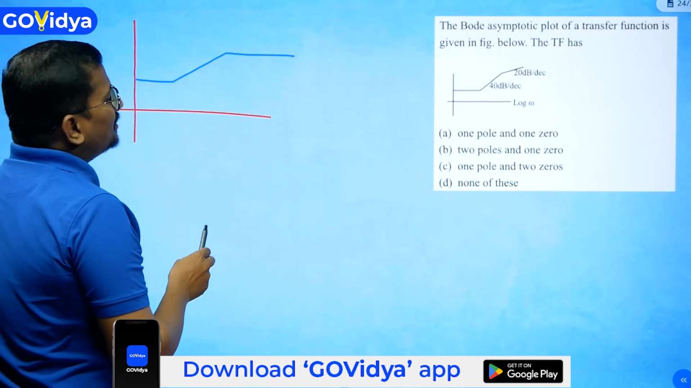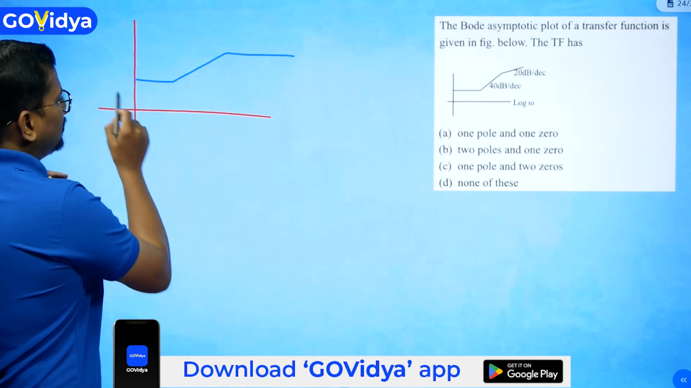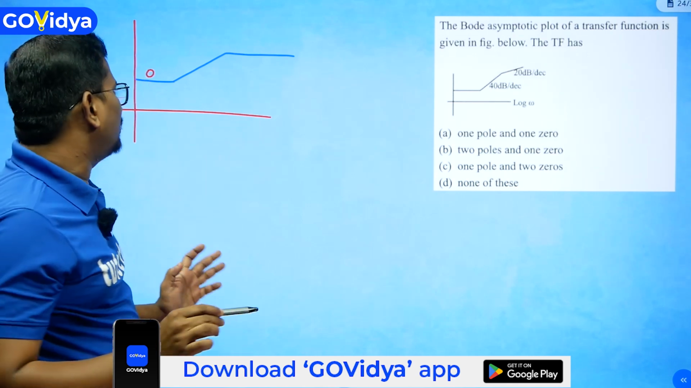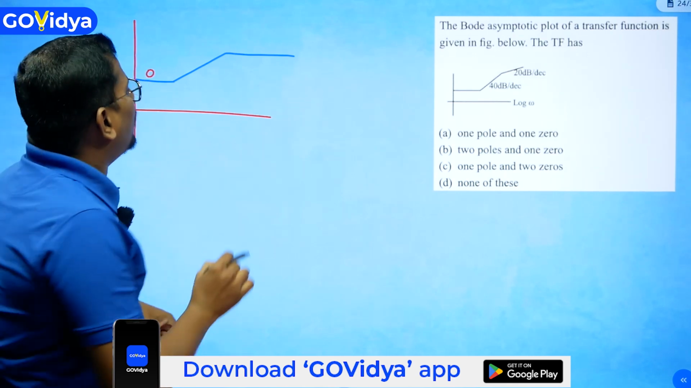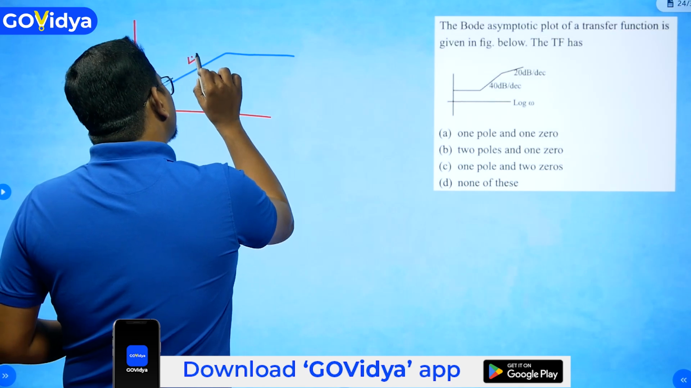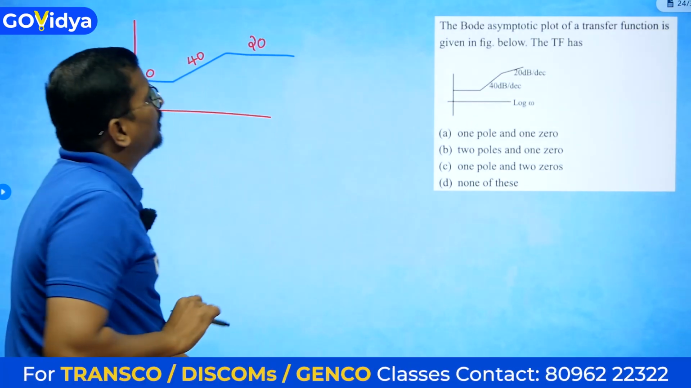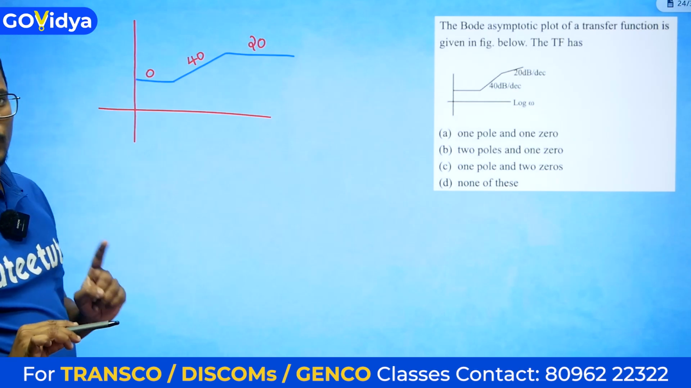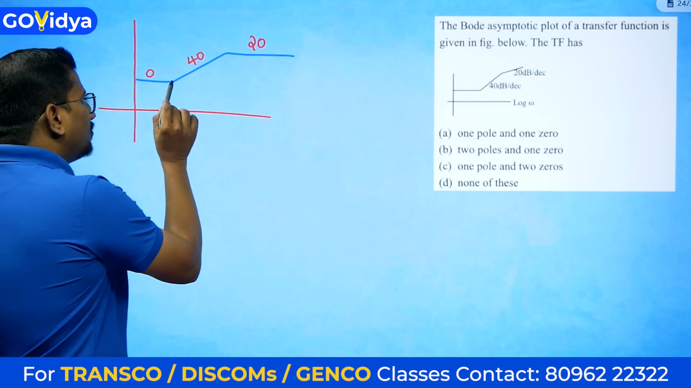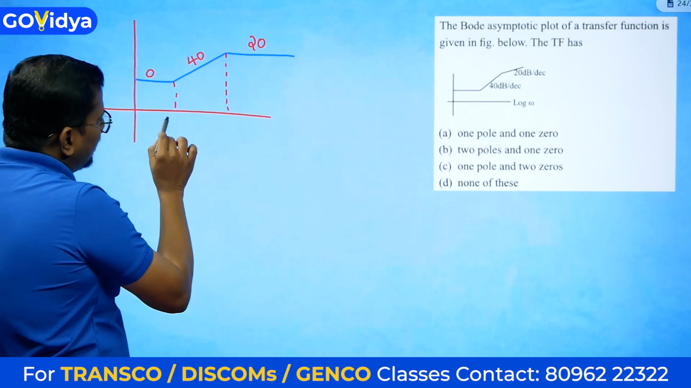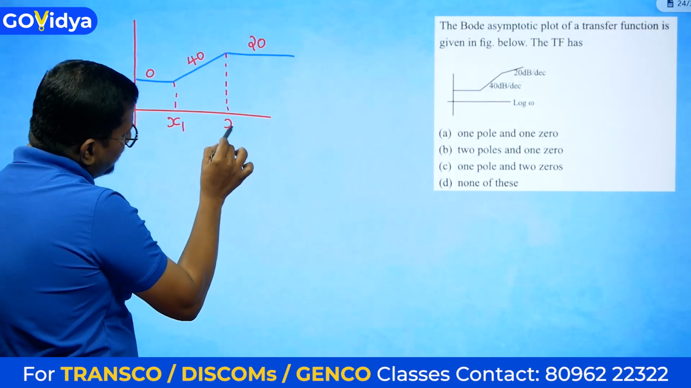Okay, so what have they mentioned? It is a flat line. So this is 0 dB. All are dB per decade. Simply I am writing 0 only. Another one is 40. Another one is 20. One thing is very clear. Here you have one corner frequency. Here you have one corner frequency. That is where the slope is changed. Let us say this is x1 and this is x2.